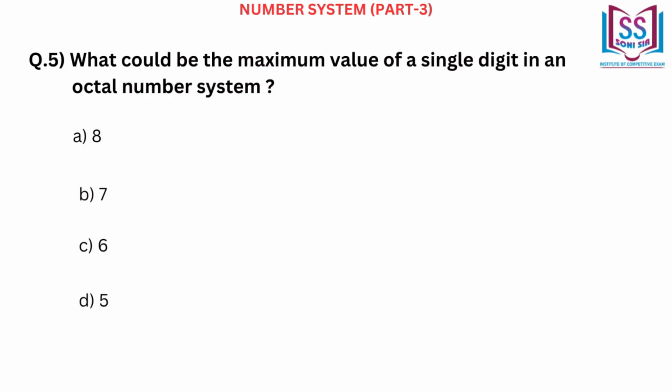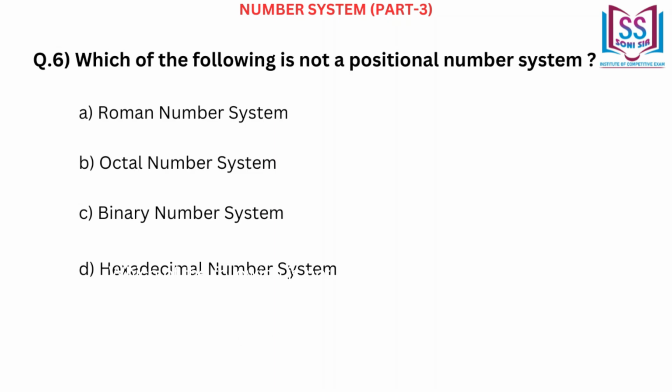What could be the maximum value of a single digit in an octal number system? A 8, B 7, C 6, D 5. Correct answer B 7. Which of the following is not a positional number system? A Roman number system, B octal number system, C binary number system, D hexadecimal number system. Correct answer A Roman number system.